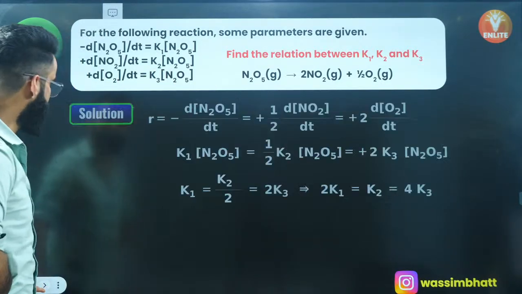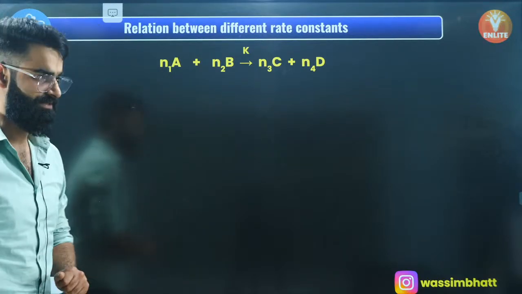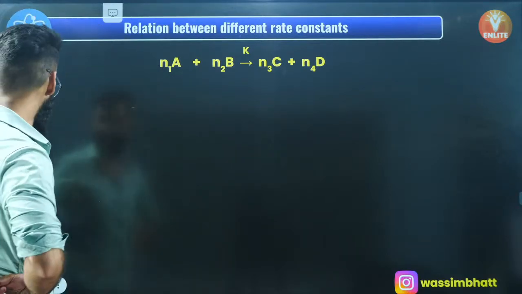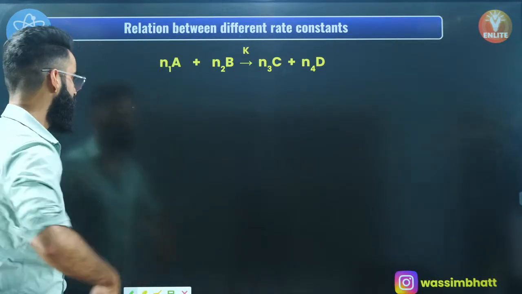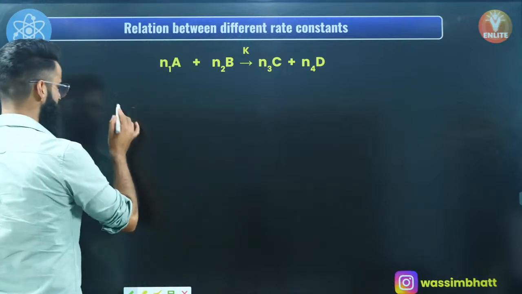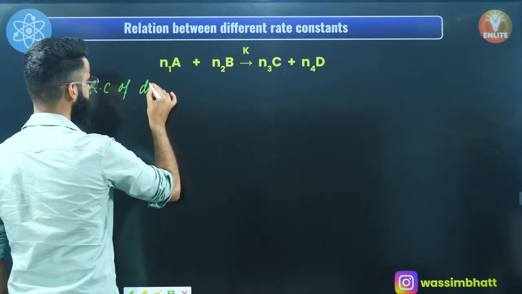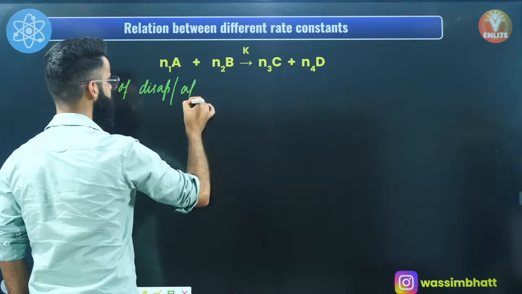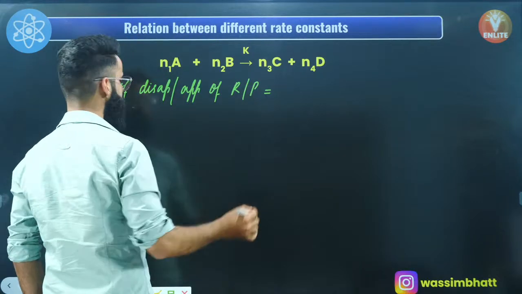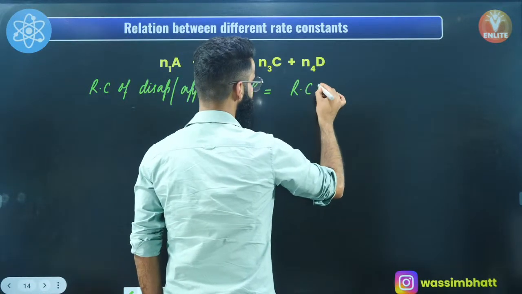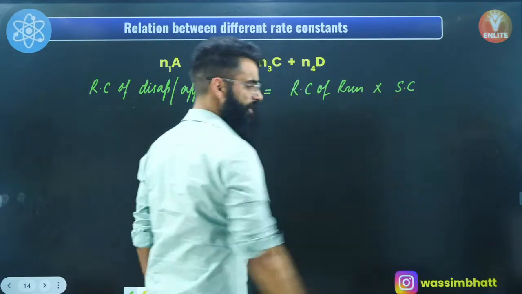Perfect, guys. Let's move on and talk about the relation between different rate constants. Have a look. Let me write one simple relation over here and do remember it from now onwards. The rate constant of disappearance or appearance of a reactant or product is always equal to the rate constant of the reaction multiplied by the stoichiometric coefficient of the reactant or product.